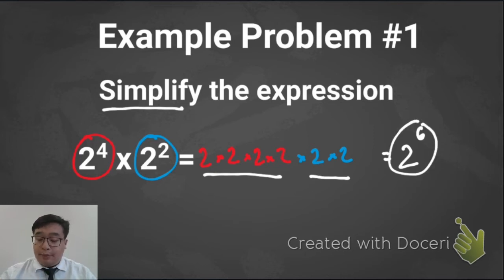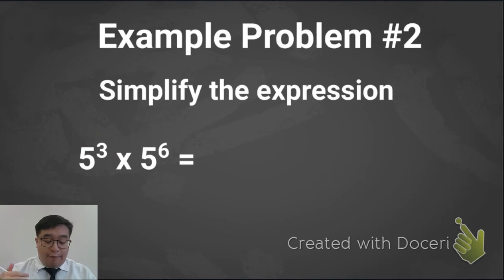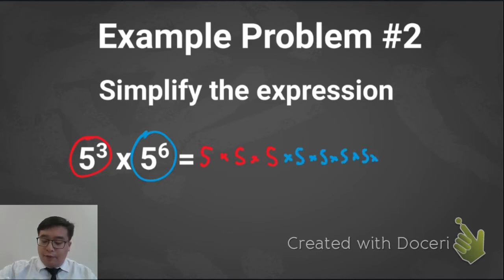Let's go over our second example. Here I have 5 to the 3rd times 5 to the 6th. So what does 5 to the 3rd power represent? That's going to be 3 of these 5's being multiplied together. Now what would be 5 to the 6th power? That's going to be 1, 2, 3, 4, 5, 6 of these 5's being multiplied together.